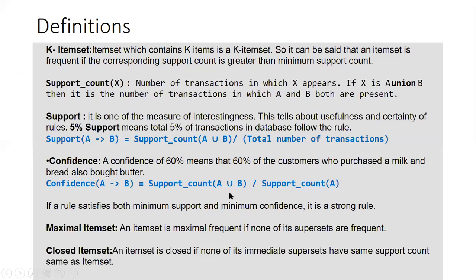So we have come across these basic definitions. What is a K item set? It is nothing but the item set which is having K number of items. Support count is nothing but the number of occurrences or frequency of a particular item in a transaction database.